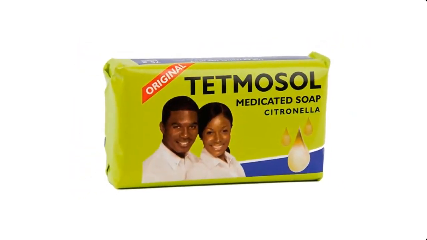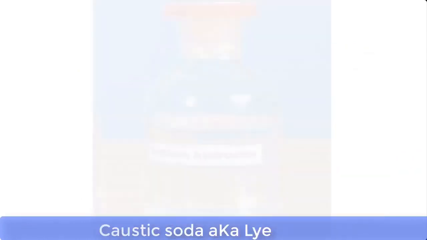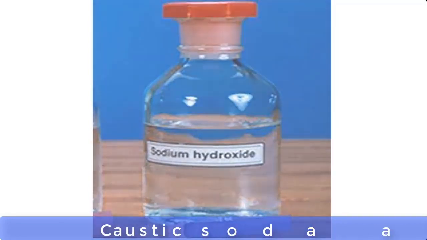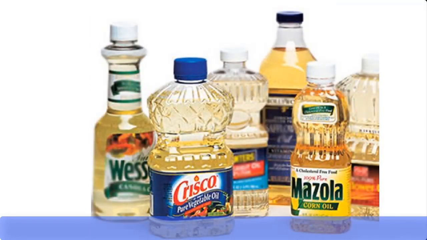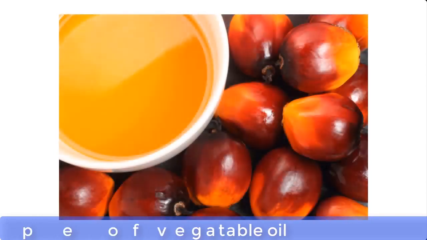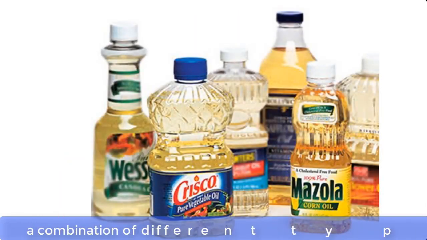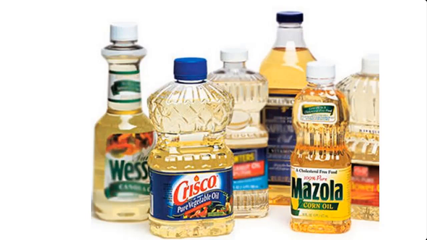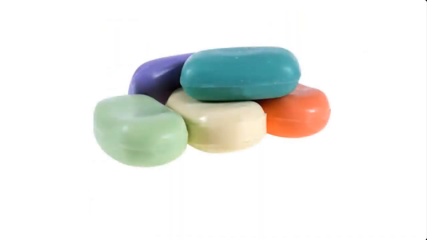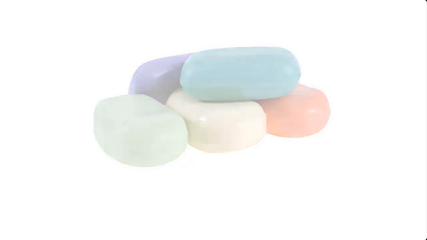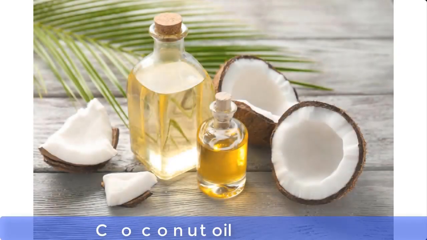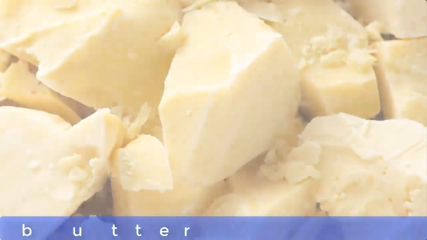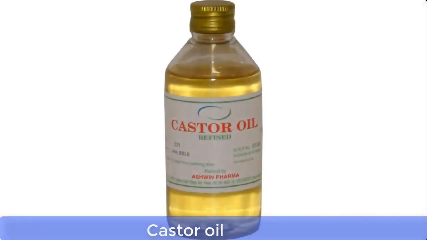Medicated soap, just like toilet soap, is made from two very important materials. These are vegetable oil and caustic soda, also known as lye. The vegetable oil used for making medicated soap can be just one type or a combination of different vegetable oils. Research has shown that combining different types of vegetable oil to make medicated soap gives the soap a unique appearance, texture, or even fragrance. Examples of vegetable oils are olive oil, coconut oil, palm oil, shea butter, castor oil, etc.